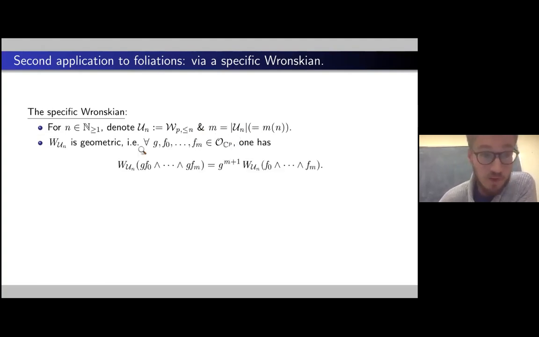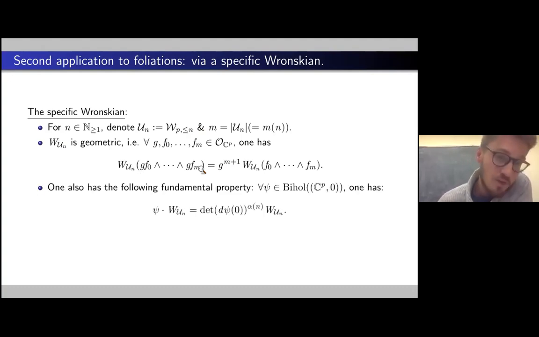So since it's a full set, the Wronskian associated is geometric. So recall that it satisfies the following homogeneity property. And it also satisfies the following fundamental property, because we picked it in a very particular way. If we let a biholomorphism of C^p, 0 act on it, actually we recover it multiplied by a certain constant, which depends on the biholomorphism, and it's the determinant of the differential of the biholomorphism to a certain power that one can compute.